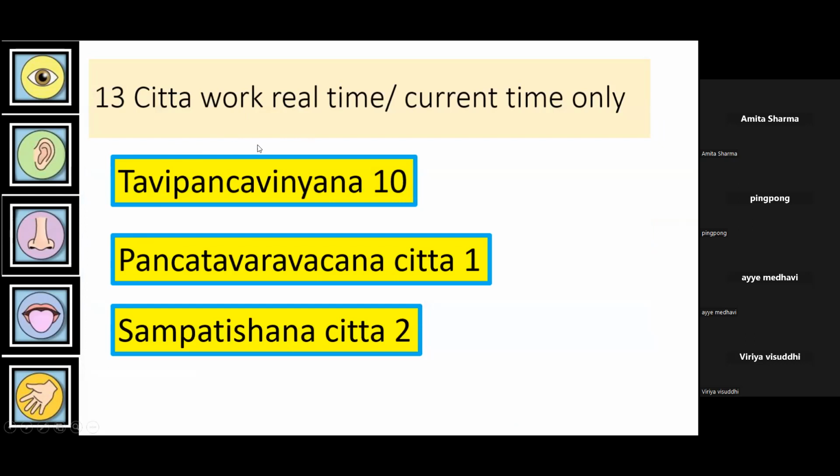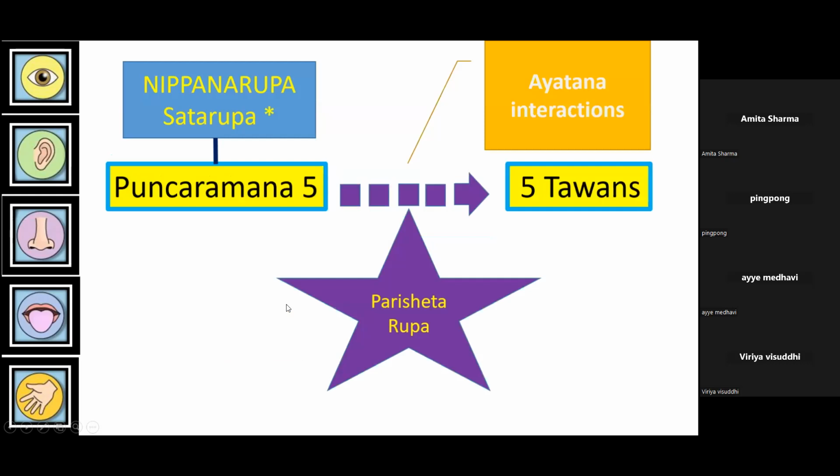This slide is just a reminder from the last lecture. I believe that many lecturers mentioned this before. 13 chitta that work in real time, current time only, are Tavi Pancha Vinyan 10, Panja Tawara Vachana Chitta 1, and Sampatishana Chitta 2, which is Kusala, Aheduka Kusala Chitta and Akusala Chitta. For this, Nipanna Rupa 18 is very important because it has Sadarupa. So it can convey everything to Pancharamana 5. And then, very important as well here, Pancharamana 5 is going to convey everything to 5 Tawans, right?